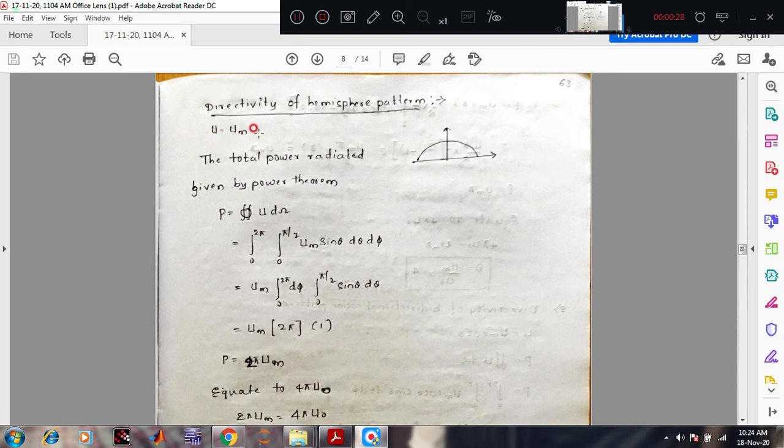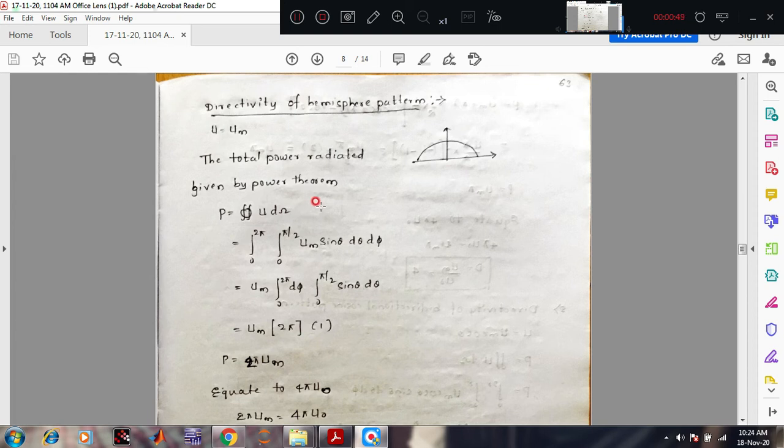So we need to find the directivity of the hemisphere pattern. This is a kind of hemisphere, it's not a complete one. The total power radiated, given by the power theorem, is P equal to the closed double integral of radiation intensity U d omega, where d omega is what?